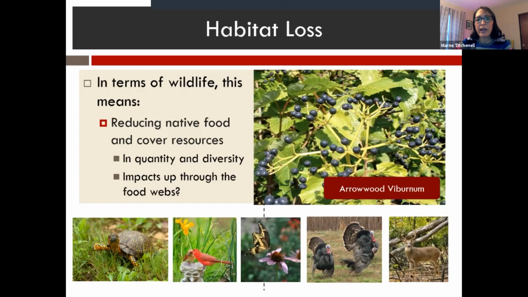And when we start looking at non-native invasive plants as well as insects and how they impact the ecosystem as a whole, when we start to see them taking over forests and causing a lack of diversity, then we see these larger impacts that carry up through our food web.